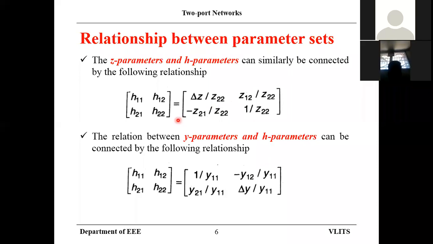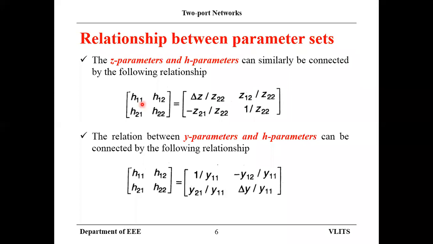Here is the relation between the h and z parameters. Suppose you want to represent the h parameters in terms of the z parameters, similar to z and y parameters. Here h11 is equal to delta z by z22. Again, delta z is the determinant of the impedance matrix.